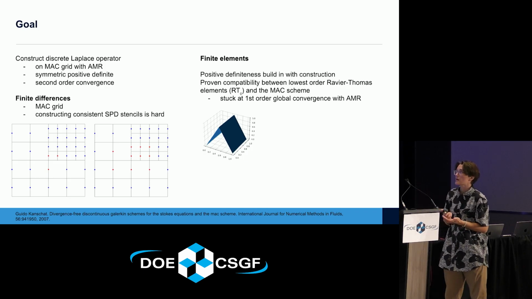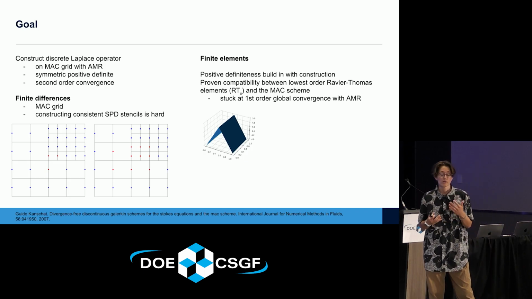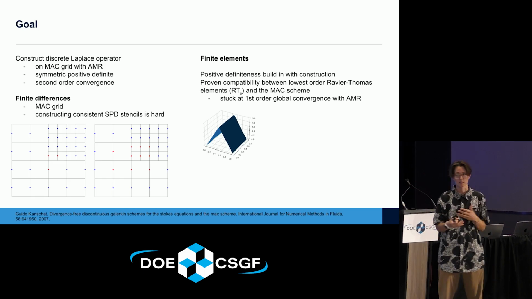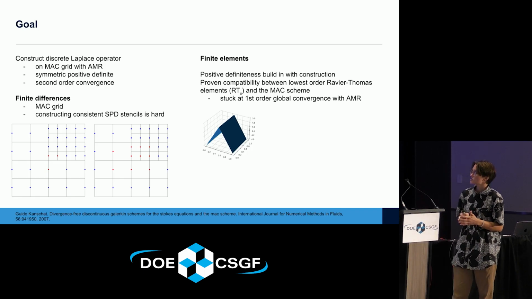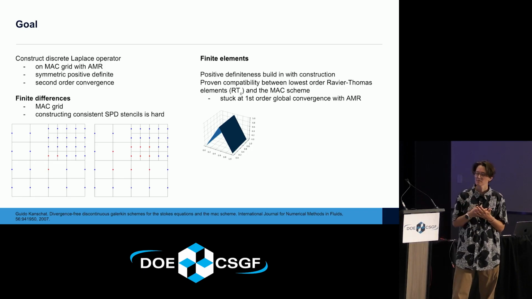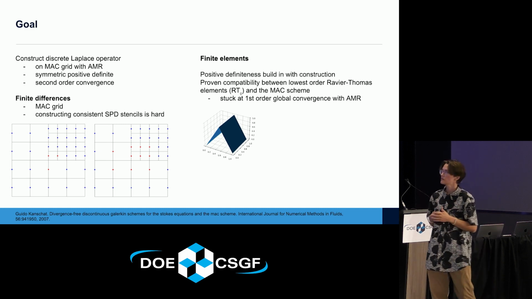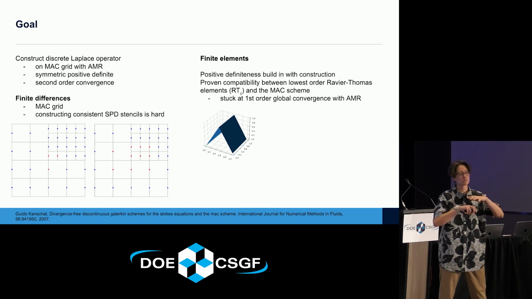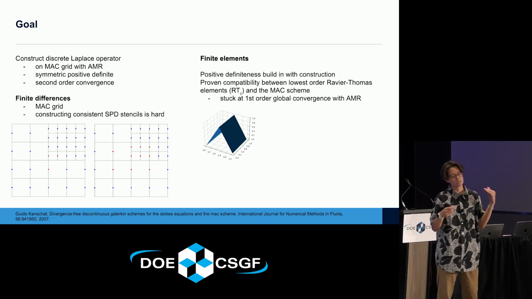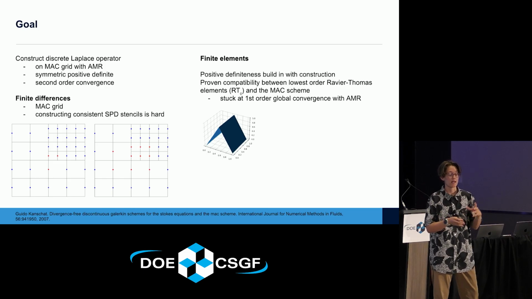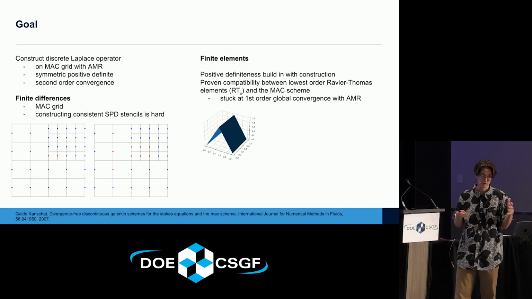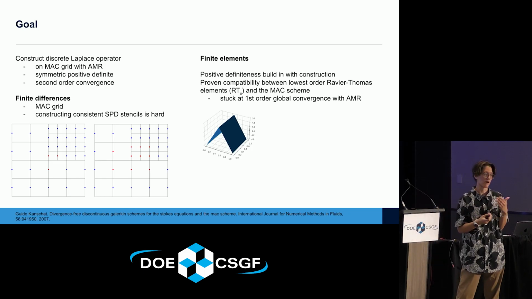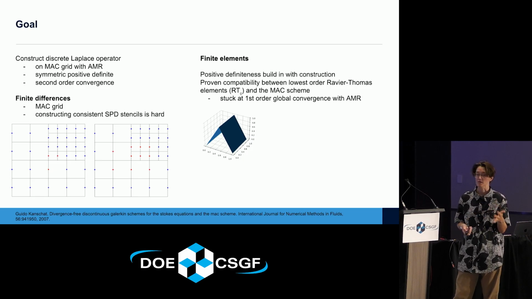Another natural way to look at it would be from a finite element perspective, since finite elements just build in these mimetic properties. We get the symmetry that we want, and we get all these relationships. Maybe 20 years ago, Guido Kanschat, who is in Germany, wrote a paper proving that there's a relationship between the lowest order discontinuous Galerkin finite element methods and a MAC grid. So there might be some overlap here, but the issue is that we get stuck at first order global convergence when we add in mesh refinement.